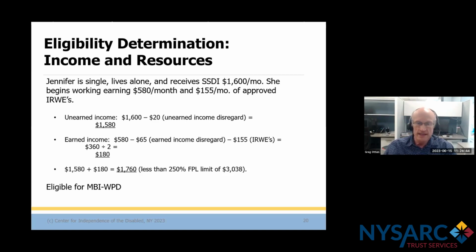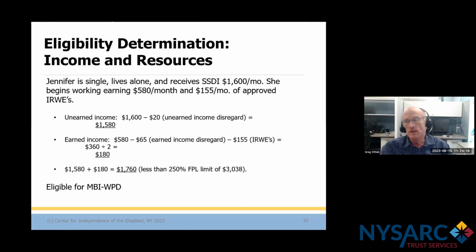So in this case, there's $1,600 of unearned income. Subtract $20 from that, $1,580. The earned income, $580, subtract 65, subtract the IRWEs, impairment related work expenses, that's 360. Divide that by 2, and you only count 180 of the earned income. Total then of the net unearned and earned is 1,760, which is well within the eligibility limit.